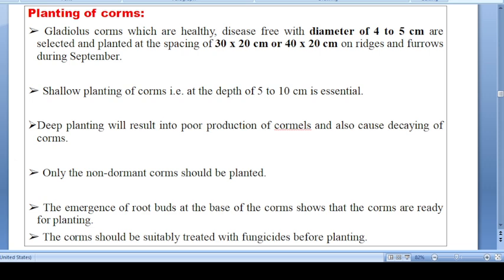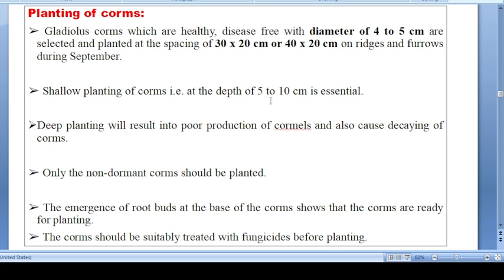After selecting the corms, spacing is similar to tuberose, like 30 by 30 spacing we can select. 30 by 40 by 20 is also recommended. Normally 30 by 30 is the best for both gladiolus as well as tuberose. The diameter I said is 4 to 5 centimeter, so we have to select 4 to 5 centimeter corms, and the depth of planting is also very important here: 5 to 10 centimeter. If it is less than 5 centimeter, there is a problem of lodging. More than 10 centimeter leads to the rotting of the corm.